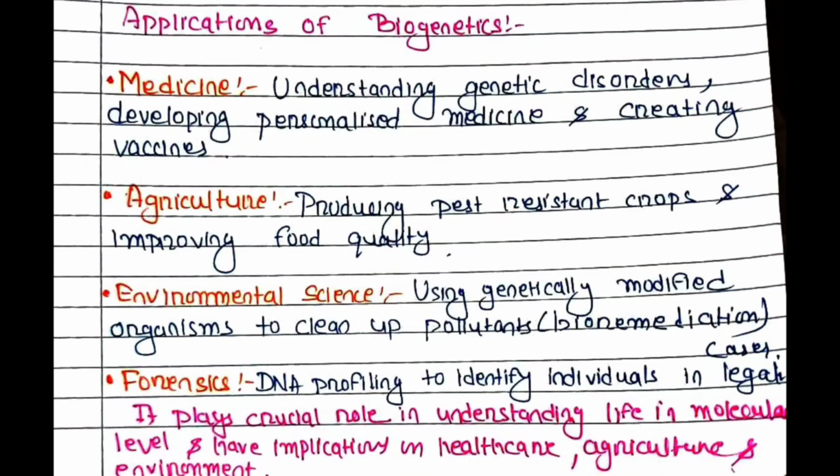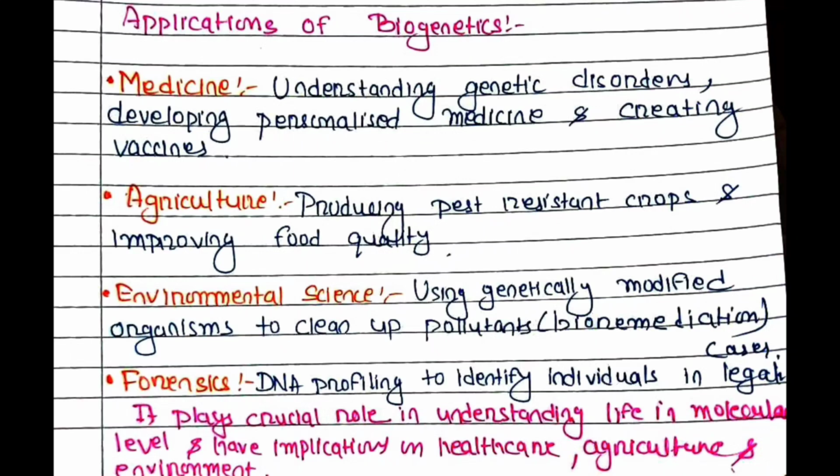Then comes environmental science. It is also applied in environmental science, using genetically modified organisms to clean up the pollutants. It is also known as bioremediation. Then forensics, where DNA profiling is used to identify individuals in legal matters. So it is also used in forensics. Cloning is also an application of biogenetics.